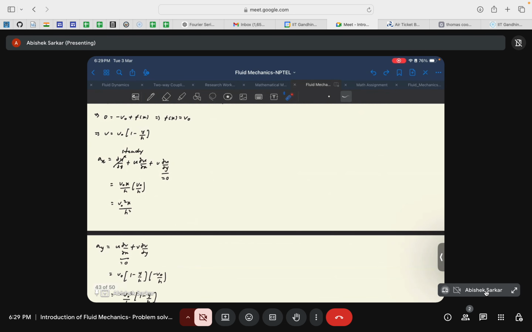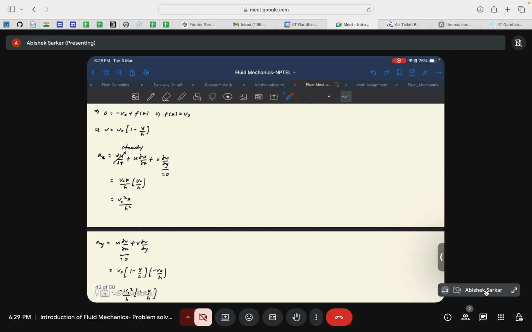Now the second task was to find the value of acceleration. Again we will use the same equation for acceleration that we discussed so much in the previous class. So a x would be dou u by dou t plus u dou u by dou x plus v dou u by dou y. Since the flow is steady, dou u by dou t is equal to 0. So we will have a x as u dou u by dou x plus v dou u by dou y.